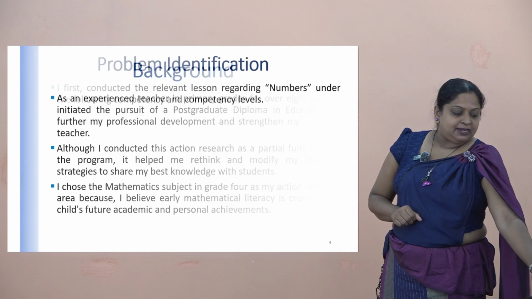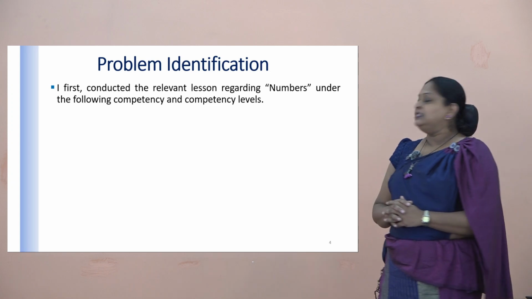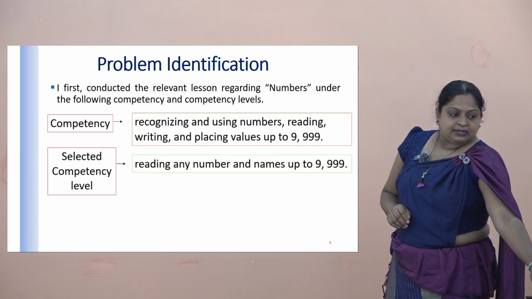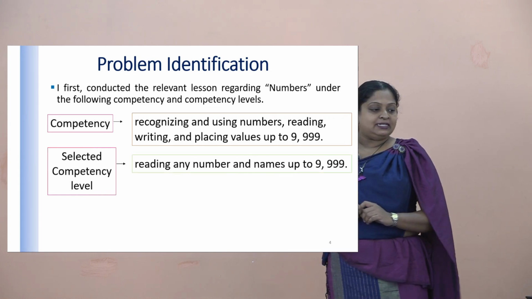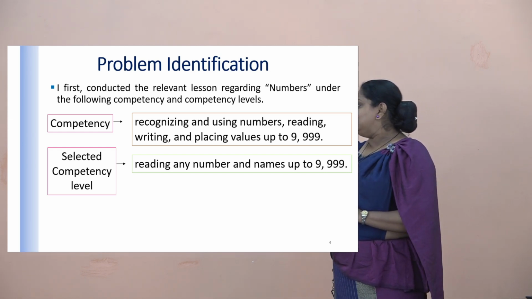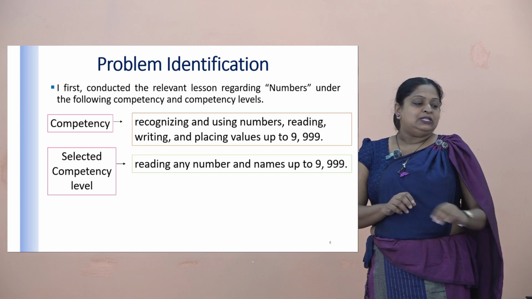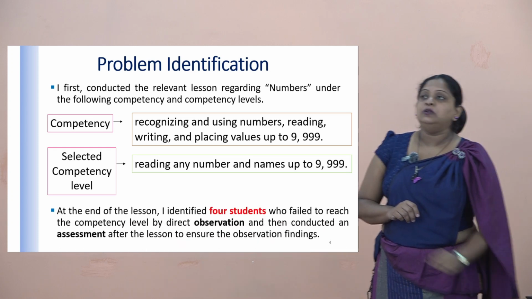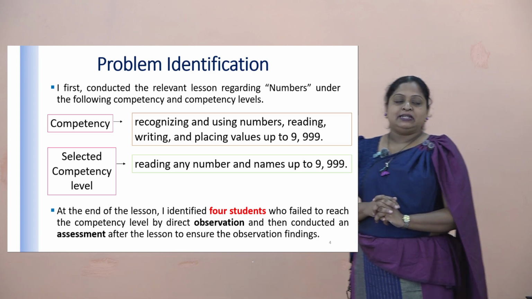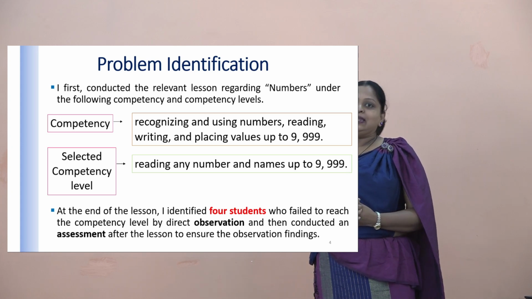So when it comes to the problem identification, I first conducted the relevant lesson under numbers under the following competency levels. So the core competency was recognizing and using numbers, reading, writing and placing values up to 9,999. So under that I selected the competency level as reading any number and names up to 9,999. When I conducted the lesson, I actually found 4 students who couldn't reach the expected learning outcome through my direct observation. So just to ensure my observation, I conducted an assessment.